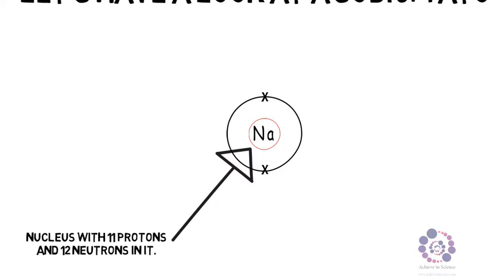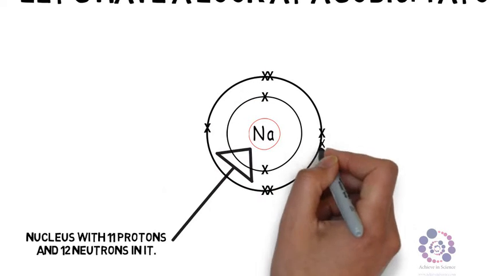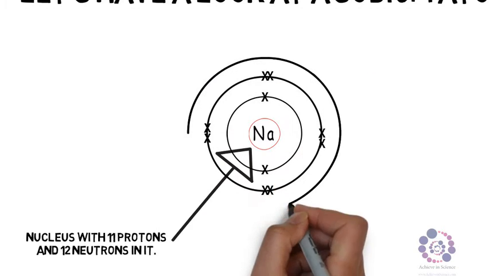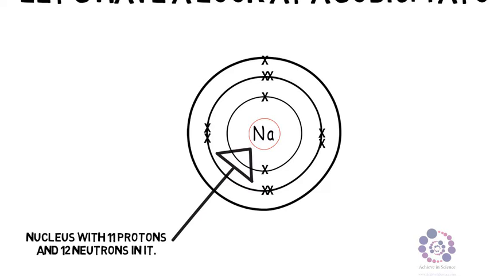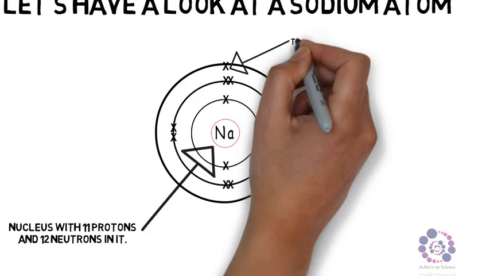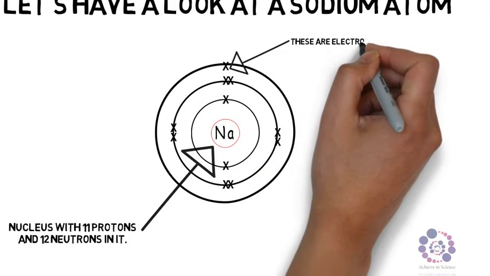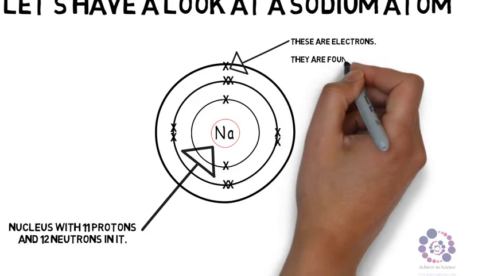In the first shell, there is a maximum of 2 electrons. Because sodium has 11, this is full. The electrons then move to the second shell that is capable of holding 8. This is full. This makes 10 so far, and therefore it needs a third shell to contain 1 electron to equal 11 electrons.